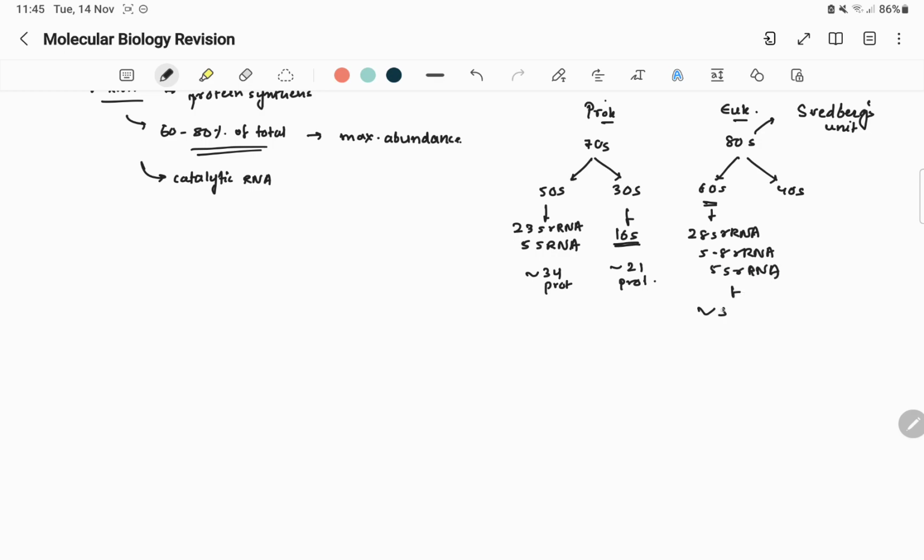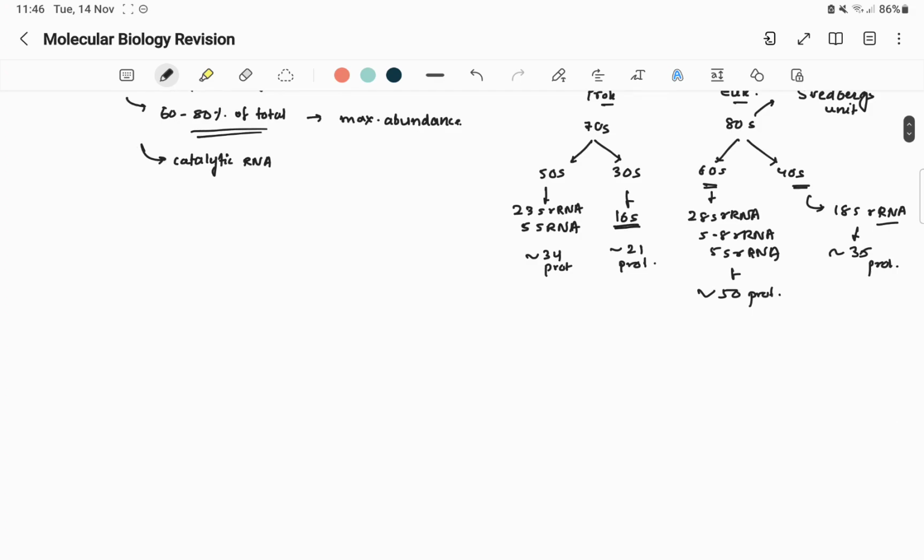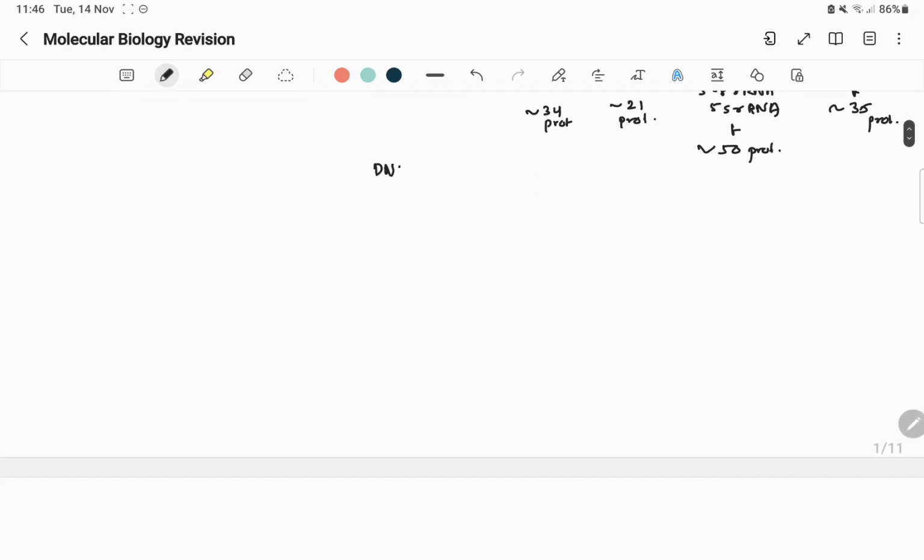This has about 50 proteins present here, and the 18S rRNA has about 35 proteins. Understood? So these are the basics of your rRNA. Then we will talk about DNA synthesis.